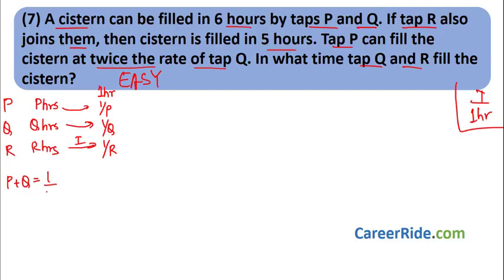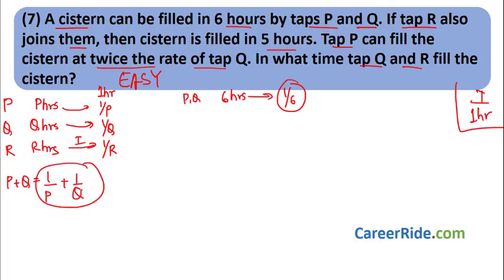That is work done by P in 1 hour plus work done by Q in 1 hour, right? This is nothing but 1 by P plus 1 by Q. Now, they have given that P and Q together fill the entire tank in 6 hours. So in 1 hour, P and Q together fill how much of the tank? Simply invert, that is 1 by 6. But we already know that when P and Q are working, in 1 hour they do 1 by P plus 1 by Q amount of work. So 1 by P plus 1 by Q is nothing but 1 by 6, right? So this is our first equation.